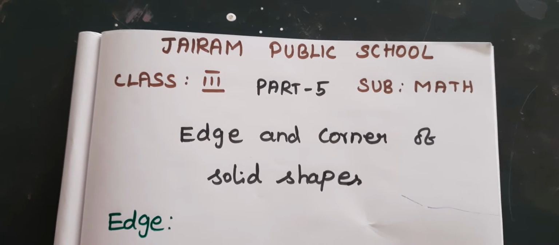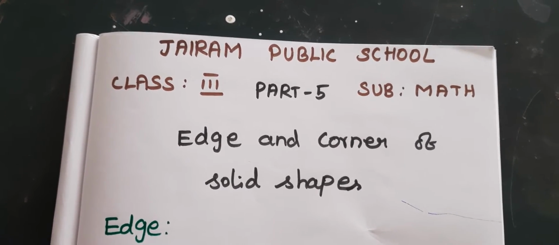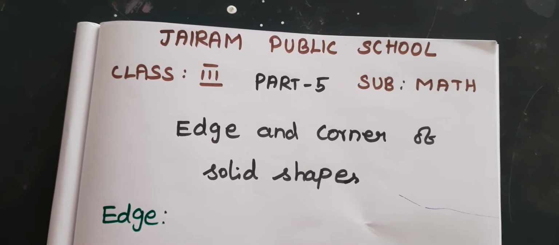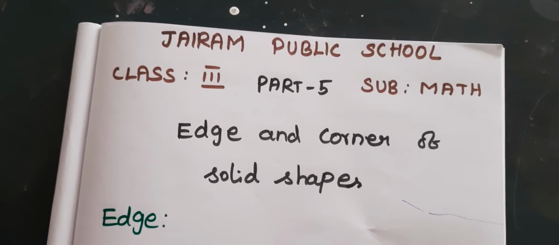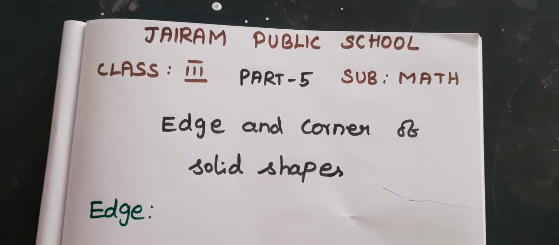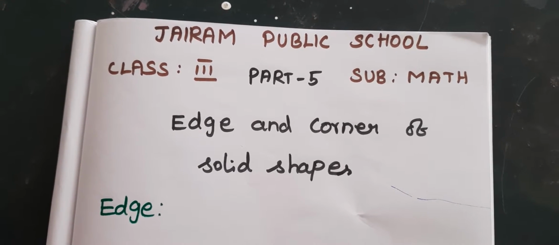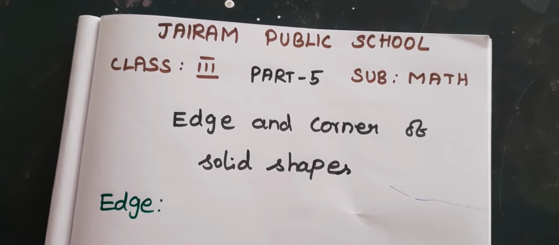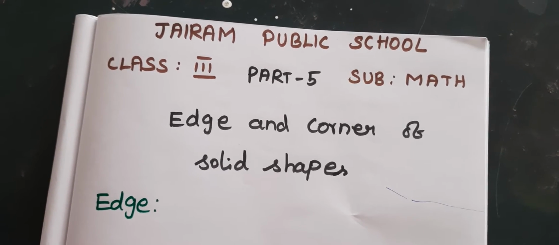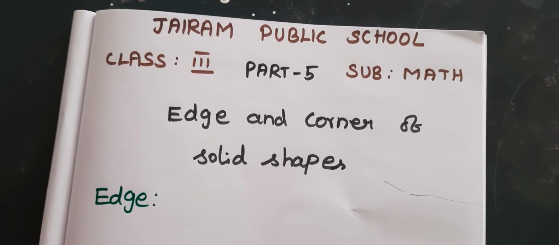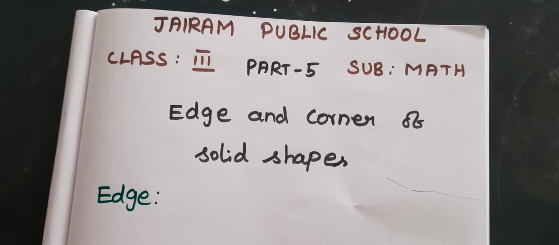Good morning. Today's session we are going to see the math subject for grade 3. In the previous session we discussed the types of views. I hope everyone understood that concept clearly. Good. Now we start to discuss the next topic, edge and corner of the solid shape.